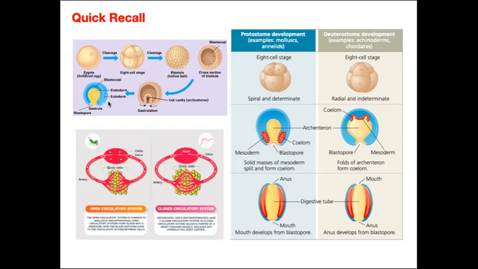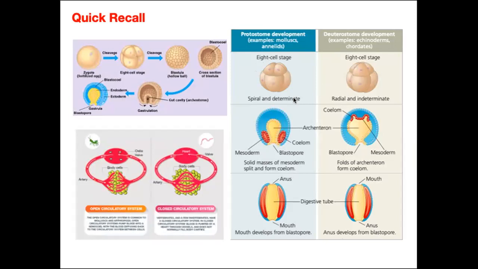Okay? In protostome, mouth would develop first from the blastopore, whereas anus naman yung magde-develop from the blastopore if it's for deuterostome. Okay? Napag-usapan din natin yung about the 8-cell stage, spiral and determinate.